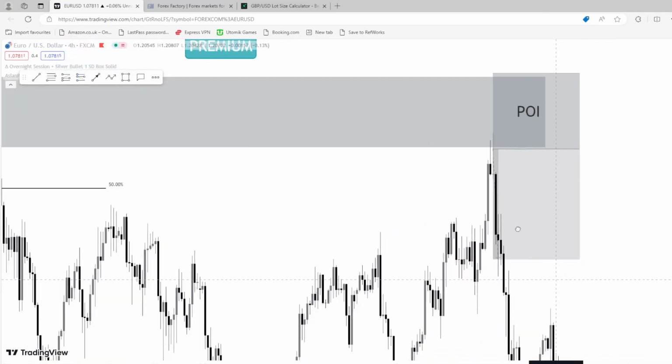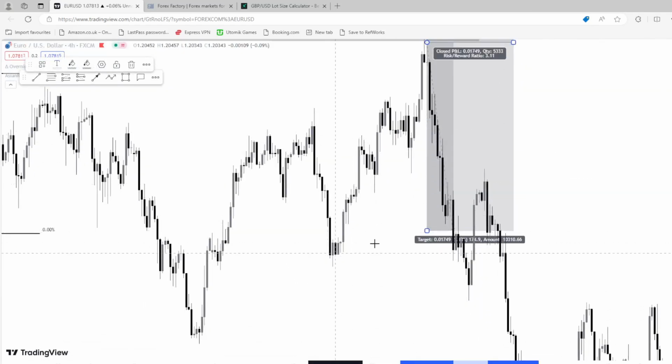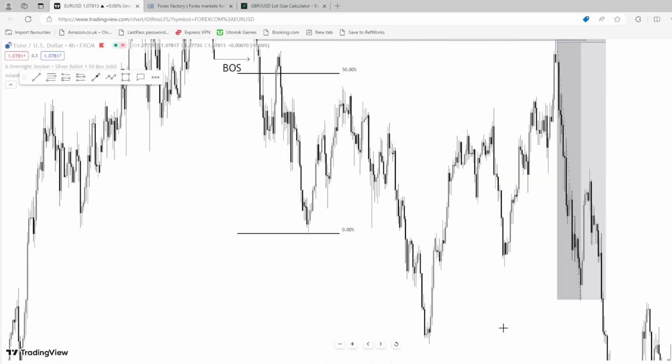So this is how you could have got involved. This is a higher time frame trade that you could have got involved in, targeting inefficiencies over here and inefficiencies over here, right? For a nice 1 to 4, 1 to 5 hour trade.